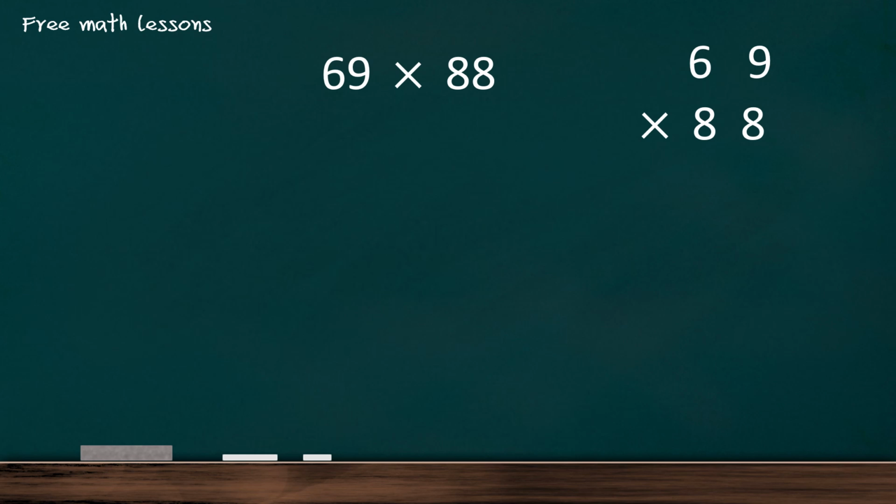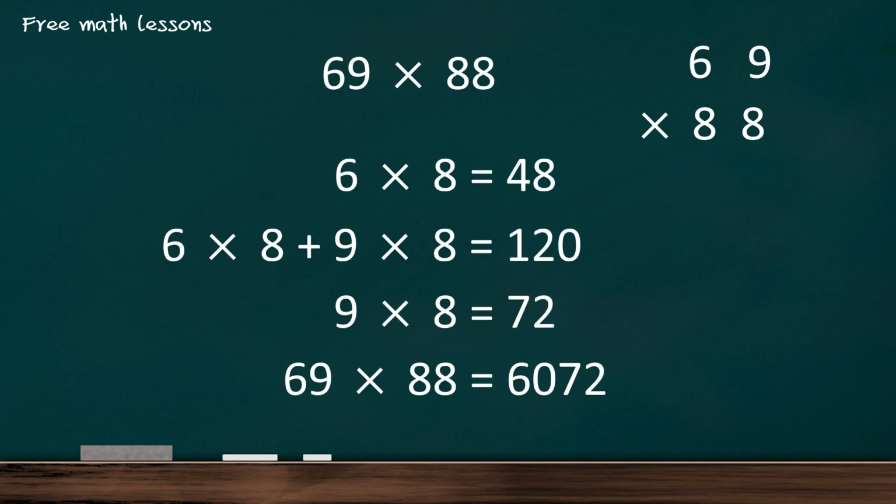So let's do this last calculation of the video. This time, we're going to multiply 69 times 88. So the same as before, from left to right. We do 6 times 8, which is 48. And then we do 6 times 8 plus 9 times 8, which is 48 plus 72, which is 120. And then finally, 9 times 8 is equal to 72.